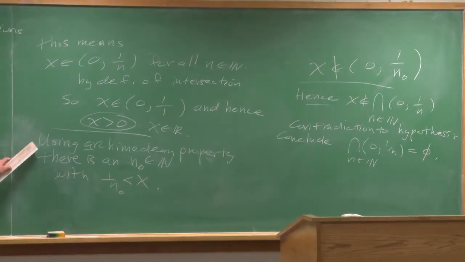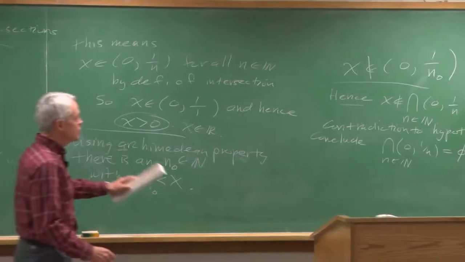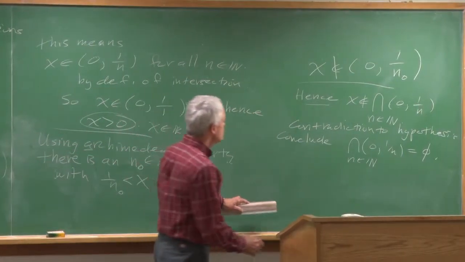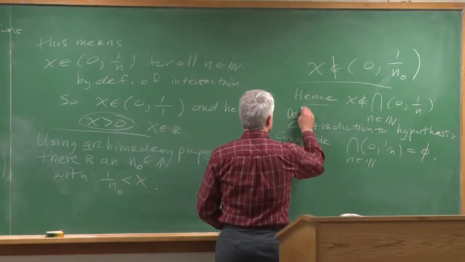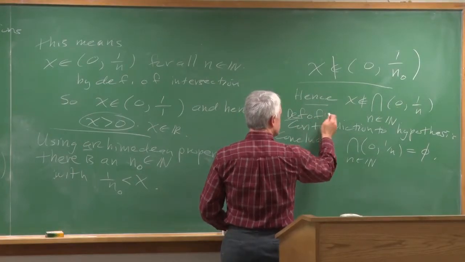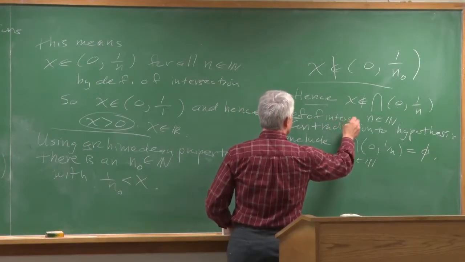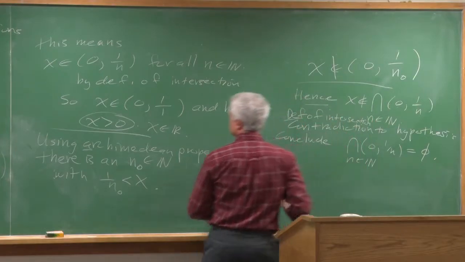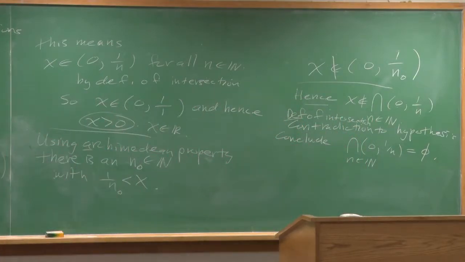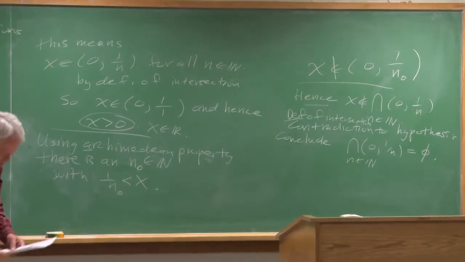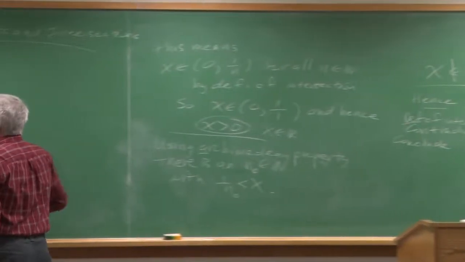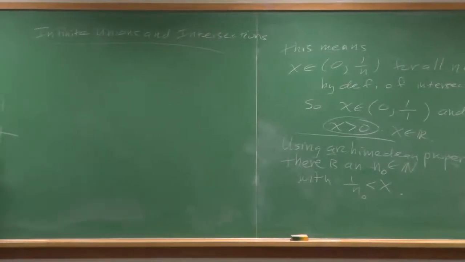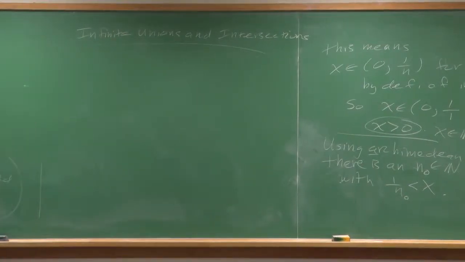So I referred to what I used. I referred to the Archimedean property. I referred to the definition, maybe I should say, by the definition of intersection here. All right, that was a relatively easy one. What about an infinite union then? I don't think we'll use the Archimedean property for this.